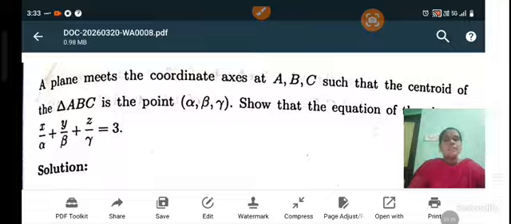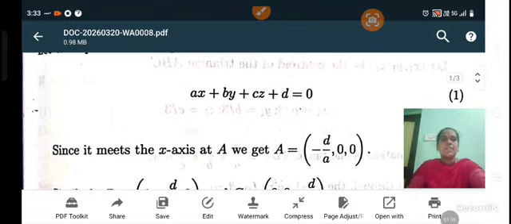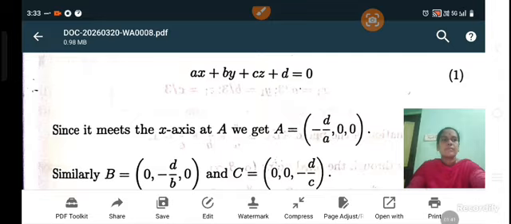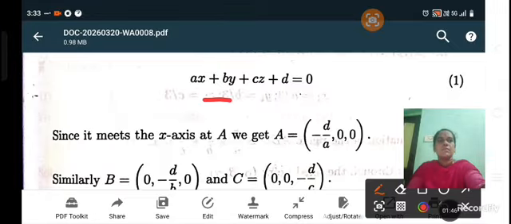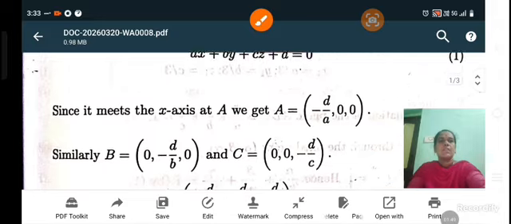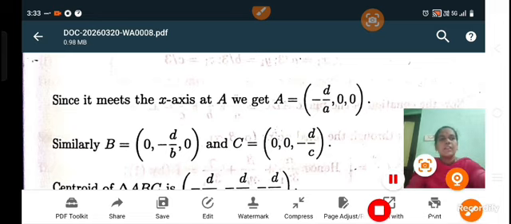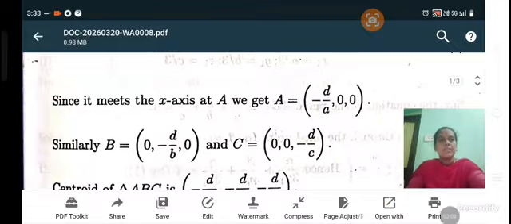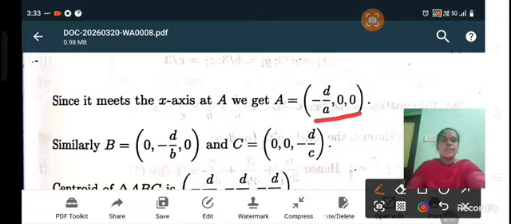Solution. Let's recall the general equation of the plane: ax + by + cz + d = 0. Next, since the plane cuts the coordinate axes, on the x-axis, y is equal to 0, z is equal to 0, then we get A is equal to (-d/a, 0, 0).